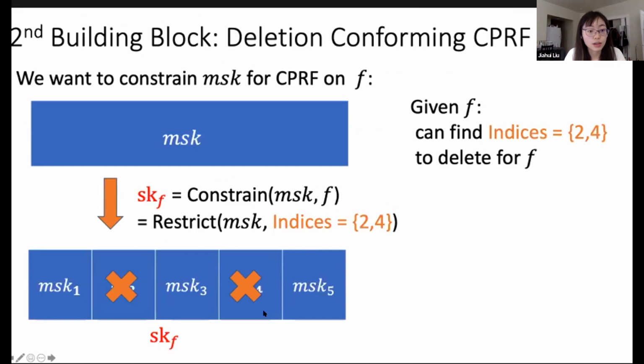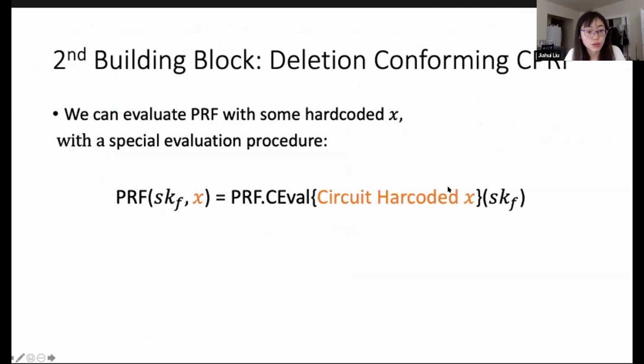We can actually constrain the PRF by just removing certain blocks from the master secret key, similar to what we did to the attributes. And here, given functionality F, we should be able to know which blocks we should remove. Another property is that we can do this evaluation on the PRF with some hard-coded X.